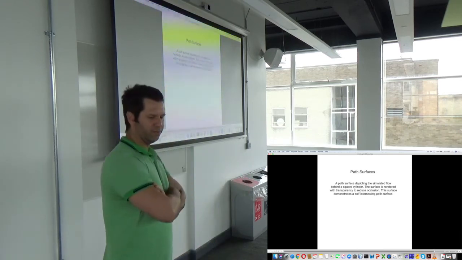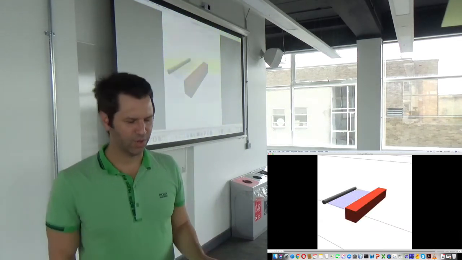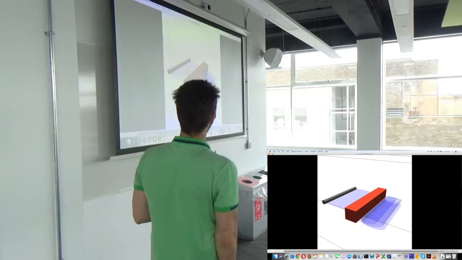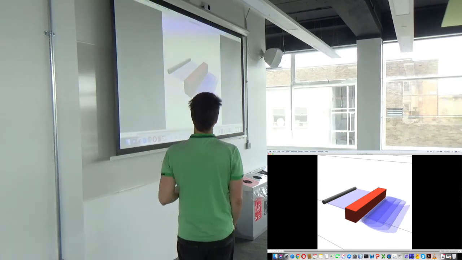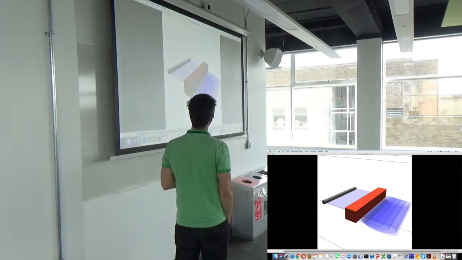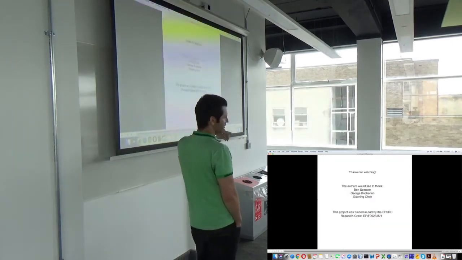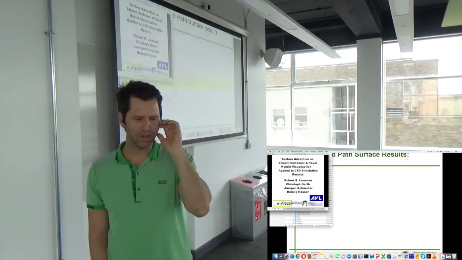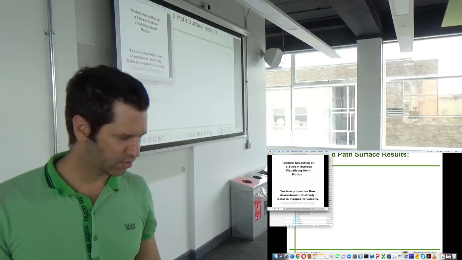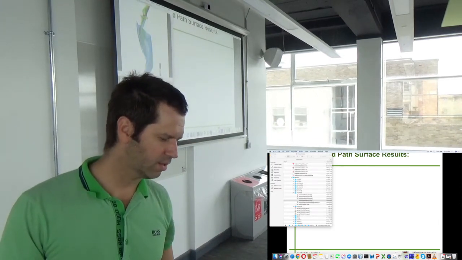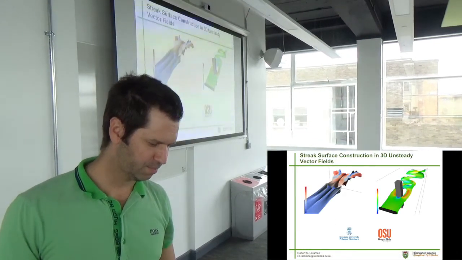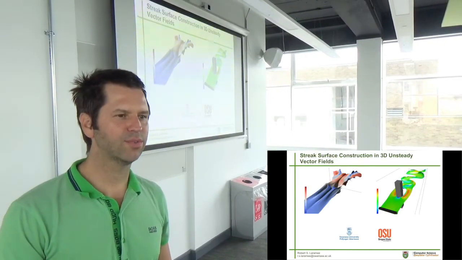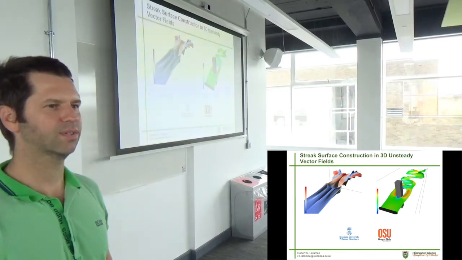And the idea can be extended to unsteady flow. So a path surface is a surface everywhere tangent to a flow in the unsteady case. Now path surfaces can actually intersect themselves. A path surface can intersect itself just like a streamline can intersect itself. I'm sorry, a pathline can intersect itself. Any questions about stream surfaces?